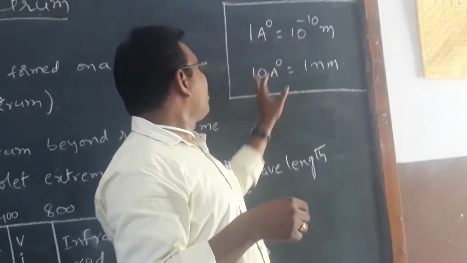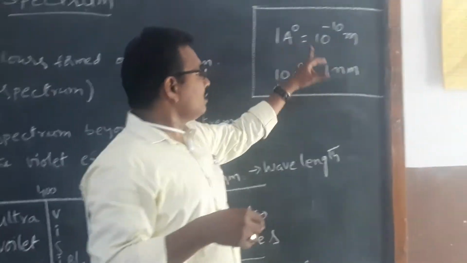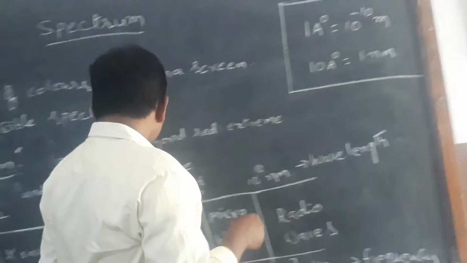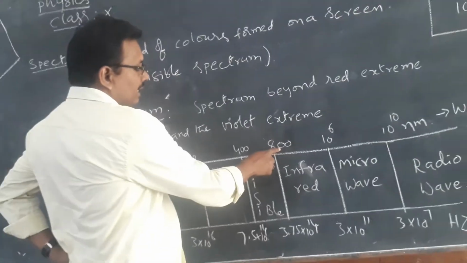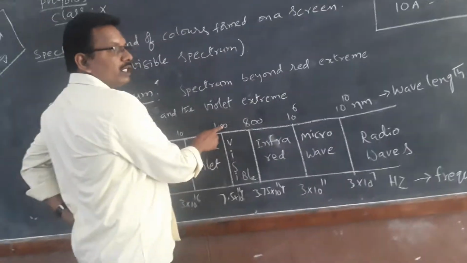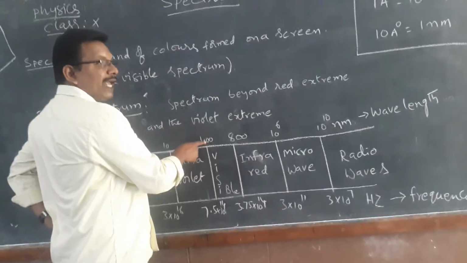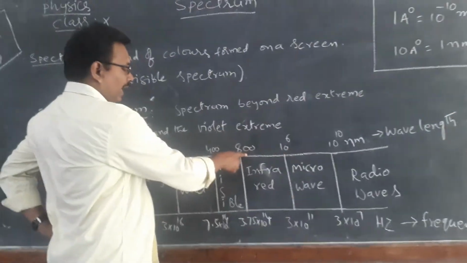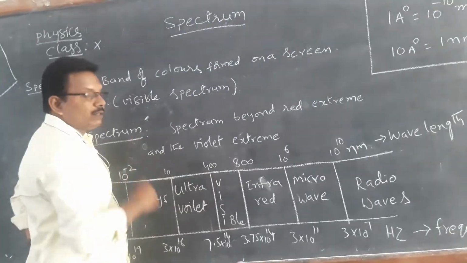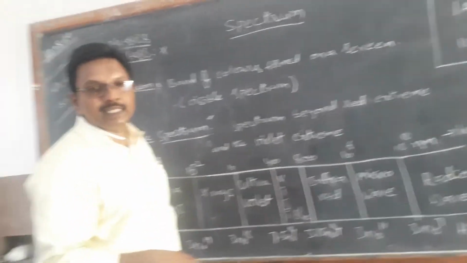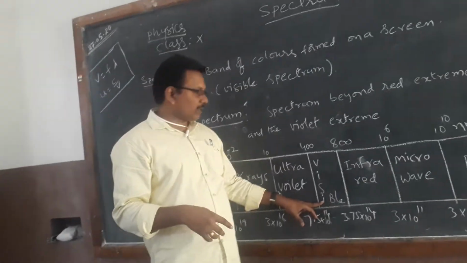Any units you can use to measure the wavelength, either angstroms or nanometers. This wavelength range, 400 to 800 nanometers, or 4000 angstroms to 8000 angstroms, is the region we can see. That radiation, which we are able to see, is called the visible spectrum.